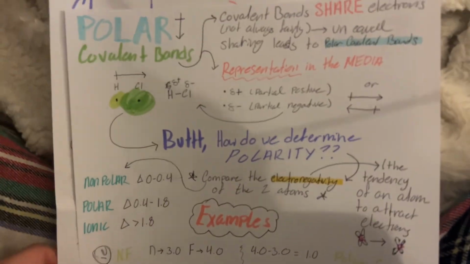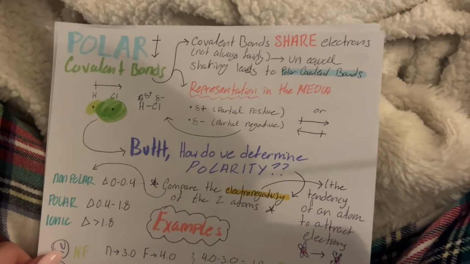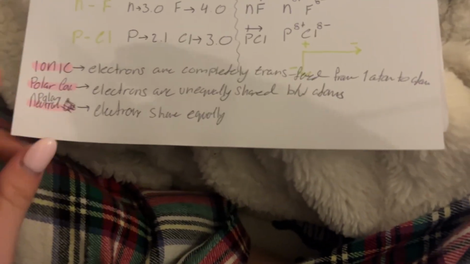Now this is kind of where I got lost. We have polarity, and polar covalent bonds. Actually, we're going to go here. These are terms that you need to know.